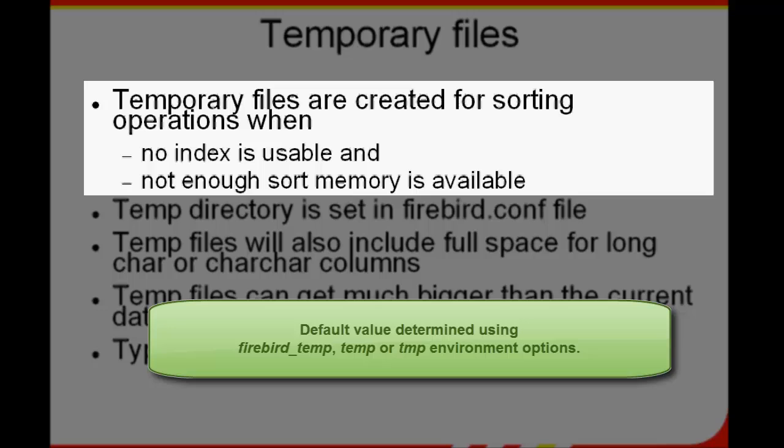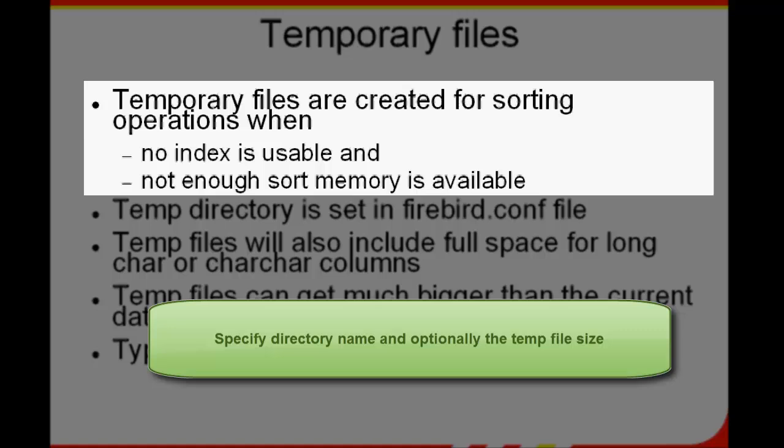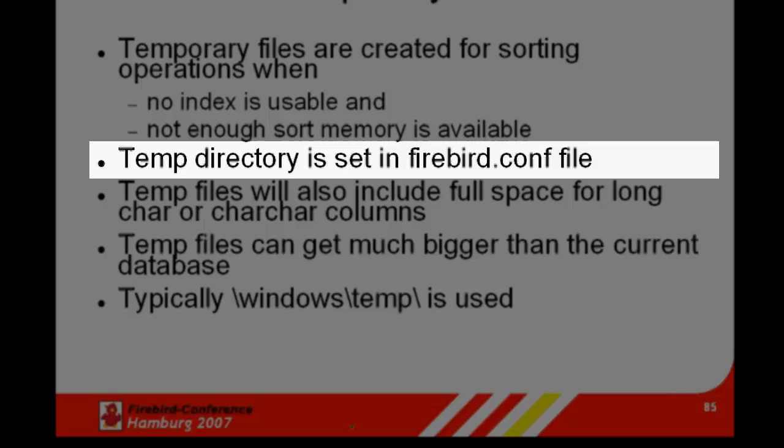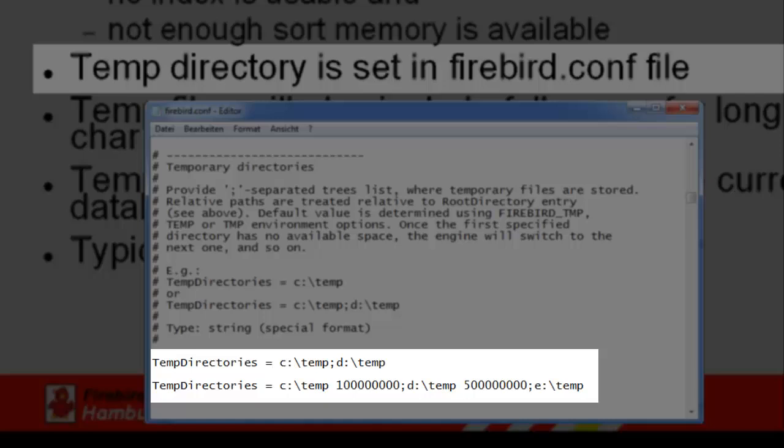The default value is determined using the FIREBIRD_TMP, TEMP, or TMP environment options. Every directory item may have an optional size argument to limit its storage. This argument follows the directory name and must be separated by at least one space character. If the size argument is omitted or invalid, then all available space in this directory will be used. Examples: TempDirectories = C:\temp;D:\temp, or TempDirectories = C:\temp 100000000;D:\temp 500000000;E:\temp.